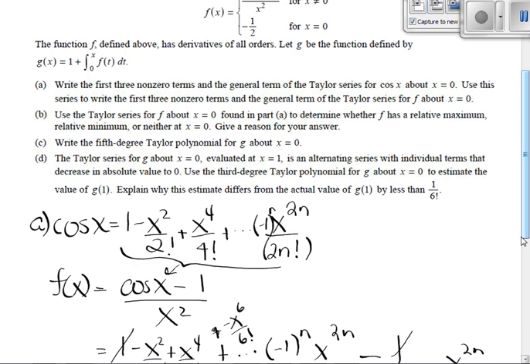Okay, use the Taylor series for the function about x equals 0 found in part A. Did you determine whether or not f has a relative max, minimum, or neither at x equals 0? This is the Maclaurin series. It says f starts with negative 1/2, which is what we have down here, isn't it? So how do I know if I have a relative max or min for this function?